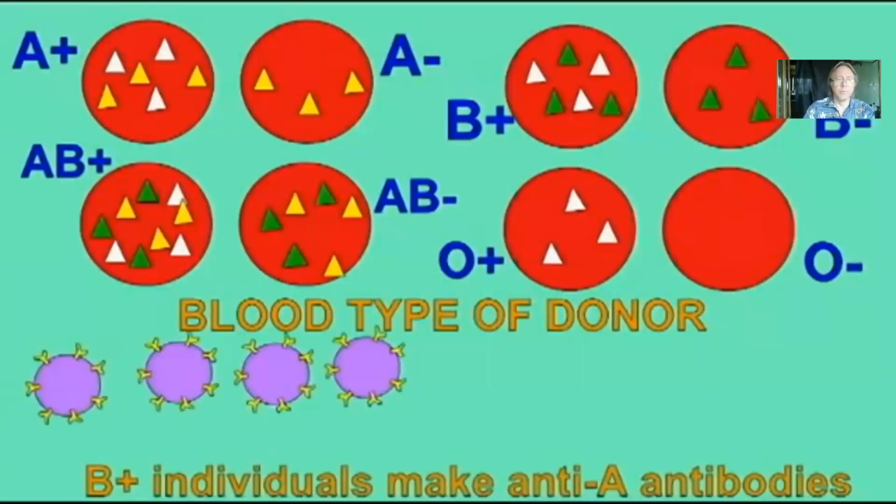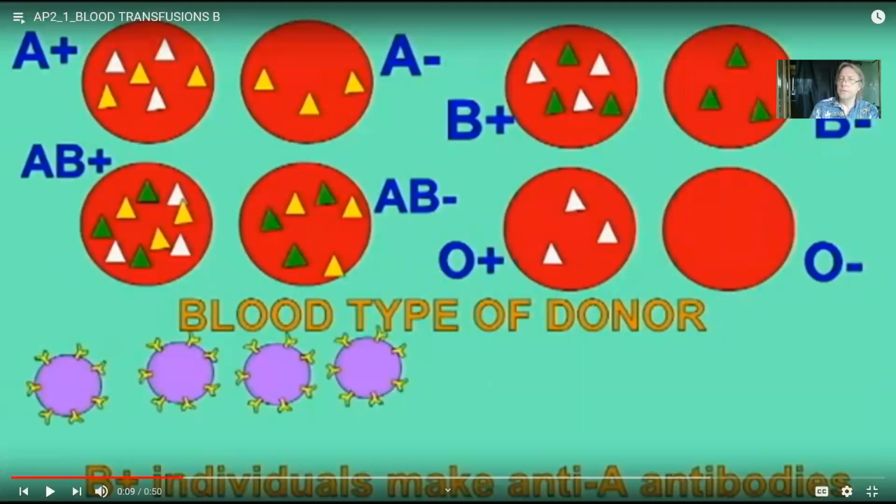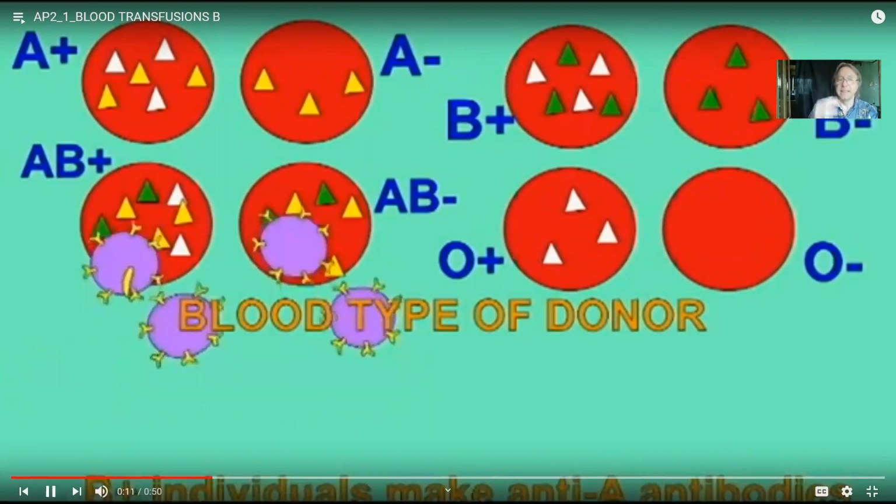And so I think it's just easier. First, you ask the recipient, what antibodies do they make? And then simple, don't give them blood that those antibodies would attack. If they make anti-A antibodies, you don't give them blood with an A in it. If they make anti-B antibodies, you don't give them blood with a B in it. If they make anti-Rh antibodies, you don't give them blood that is Rh positive. And then, that I think is the easier way.